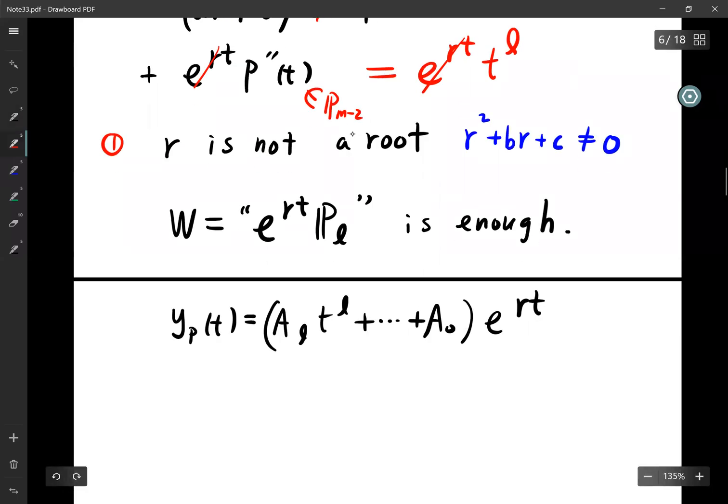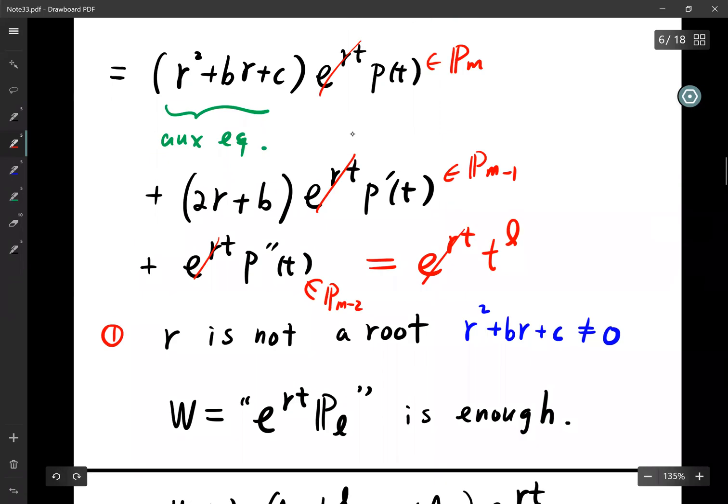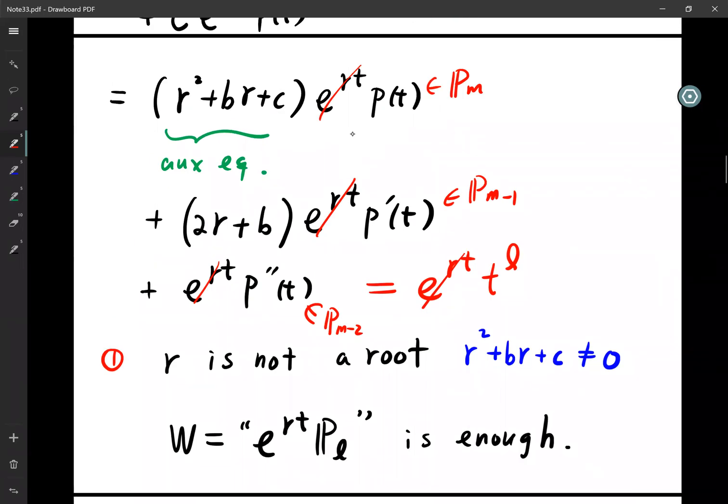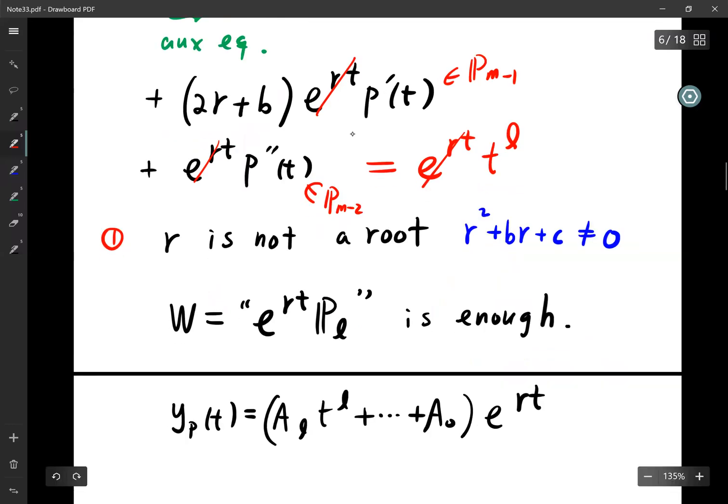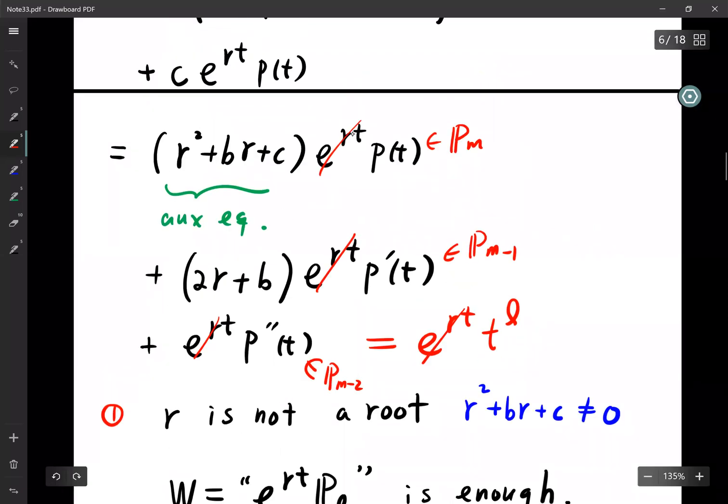Is it guaranteed that L is less than M? I mean, greater than M? So far, we have only talked about one case, which is R is not a root. Then this term doesn't vanish. So just by taking M equal to L, I can solve the problem.